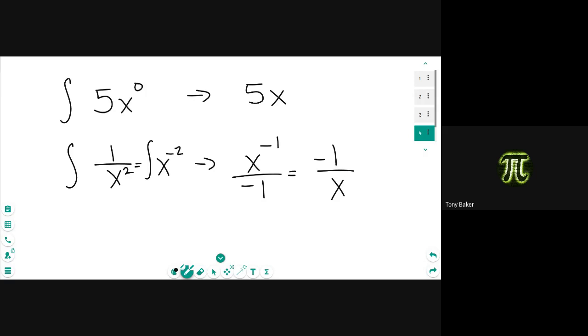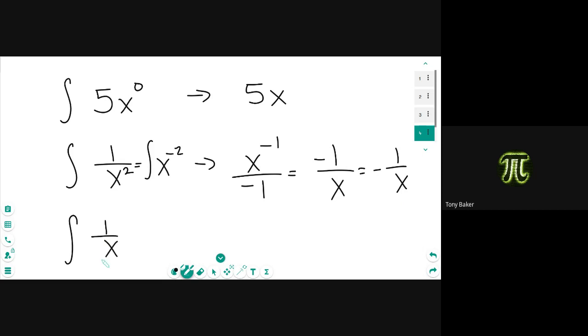Traditionally, you'd either write it on top or you'd write it in front. You don't typically write it on the bottom, but it's not wrong. So I didn't bring the negative 1 up front. I just moved the negative sign up to the top because I don't like them in the bottom. Okay. All right.